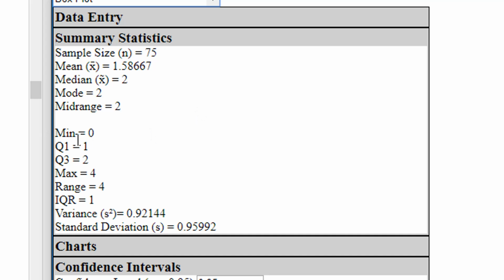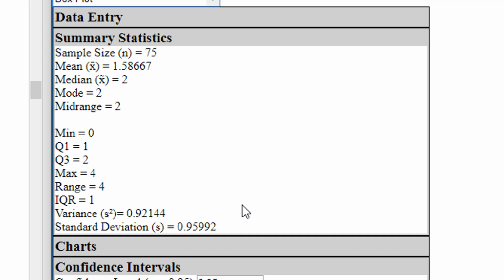Now, we have below here some information about how the data spreads. We have 0 is the minimum. Quartile 1 is 1. That means 25% of the kids watched 1 or fewer shows. Quartile 3 is 2 shows, which is 75% of the kids watched 2 or fewer shows. Max, that's the highest number, 4. And the range, that's the difference between the maximum and minimum. Interquartile range is the difference between quartile 3 and quartile 1.